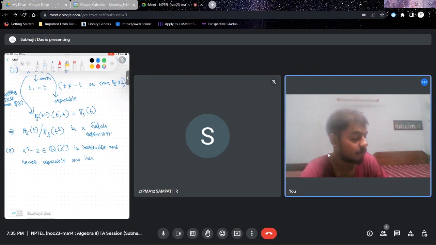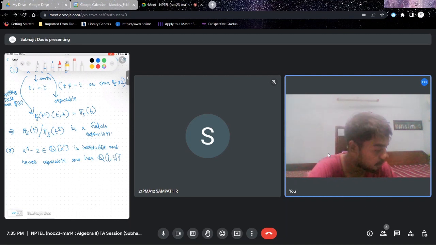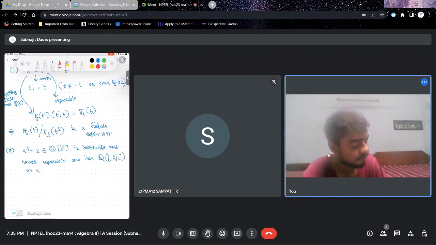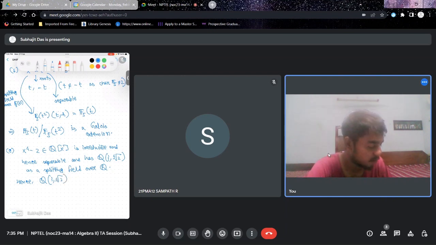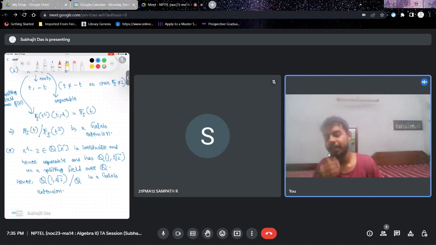It has Q adjoined with i and the fourth root of 2 as a splitting field over Q. Hence Q(i, fourth root of 2), being the splitting field of a separable polynomial over Q, is a Galois extension. It's a finite Galois extension. That is an alternate definition of a finite Galois extension, right?